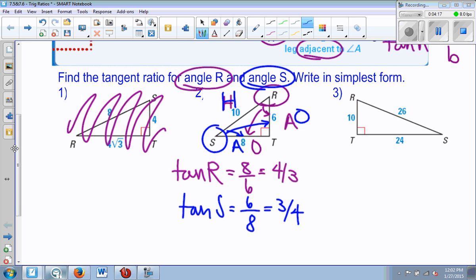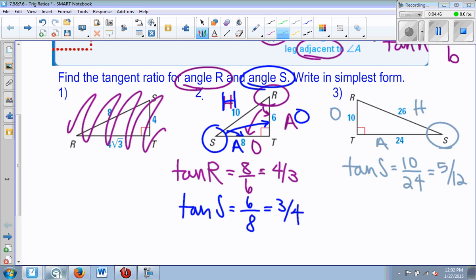We're going to, in the next one, just focus on tangent of S. Tan of S here, if we label our sides, the side opposite is 10, adjacent 24, hypotenuse 26. So if I want the tangent of S, it's opposite over adjacent. So the fraction 10 over 24. Again, anytime we have a fraction, we should reduce it if possible. This one reduces to 5/12.